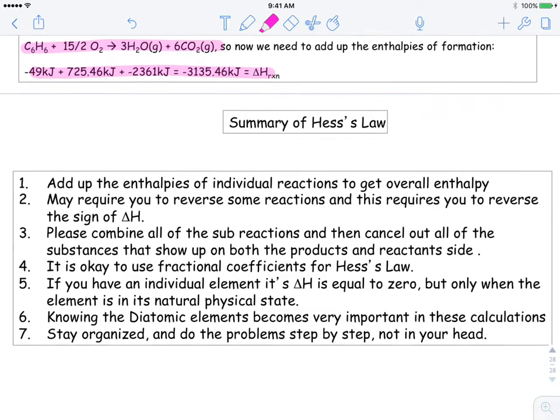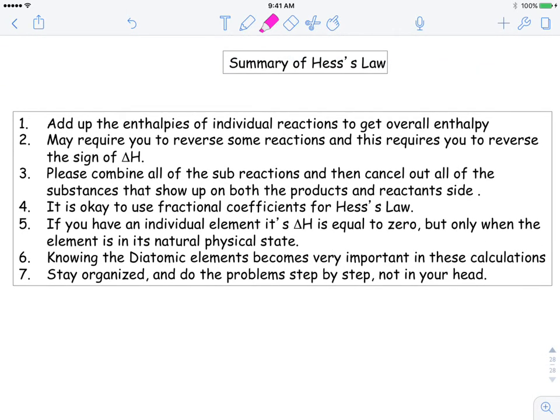Alright, so here's a summary of Hess's Law. That's the end of this chapter.